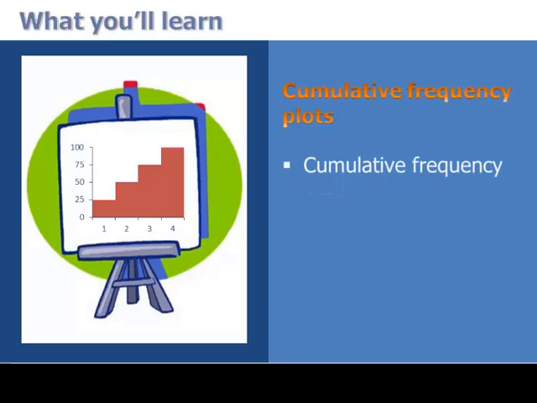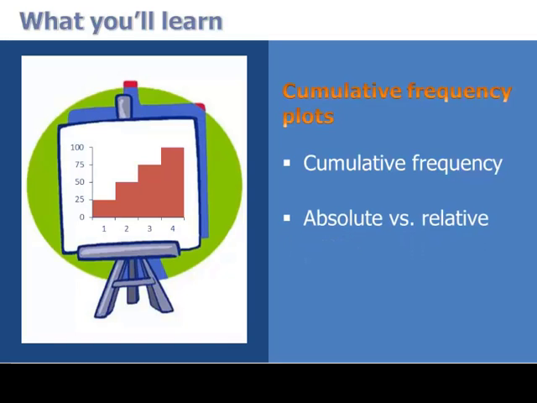What a cumulative frequency is, how to display frequency counts in terms of absolute or relative numbers, and how to read cumulative frequency plots with continuous variables.